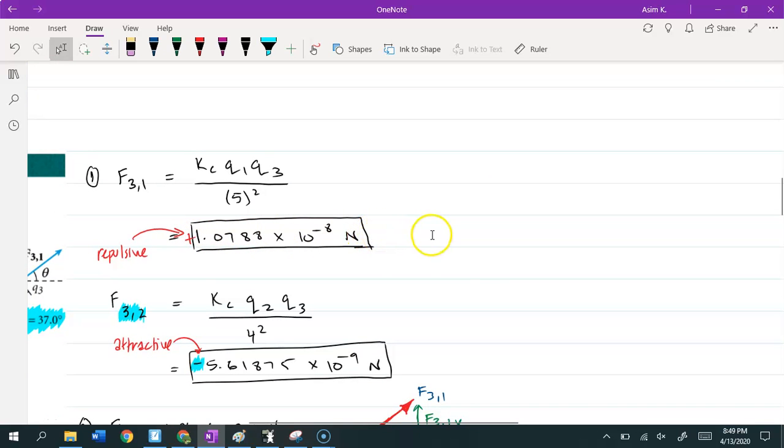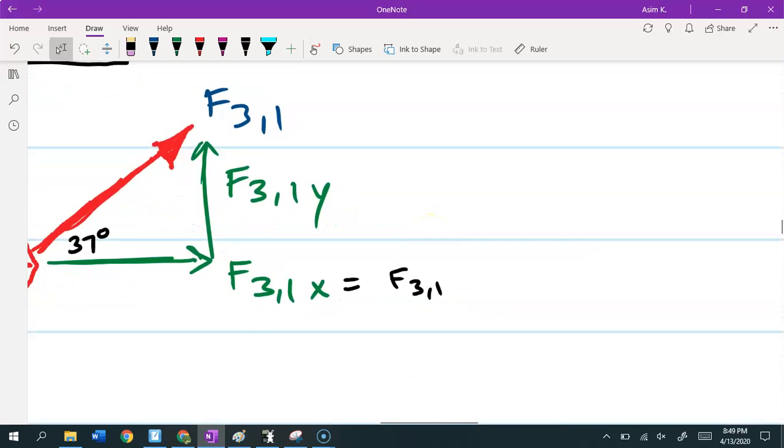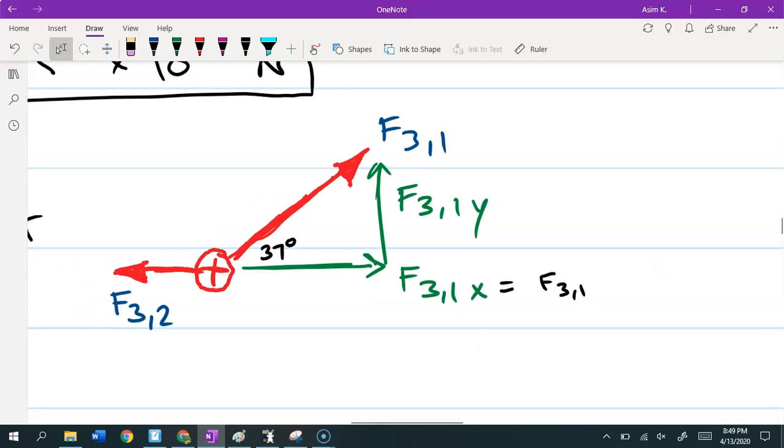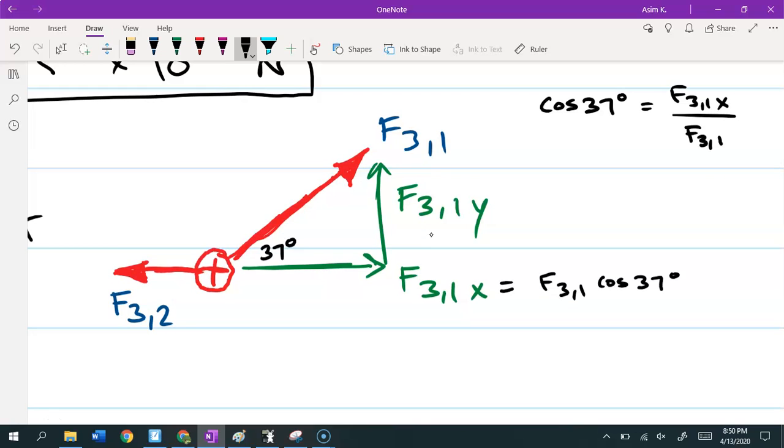We calculated F sub 3,1. But what we'll do more than that now with it is multiply it by the cosine of 37 degrees. If you're wondering why we are using the cosine of 37 degrees, remember, the cosine of 37 degrees in this situation would be adjacent over hypotenuse, and adjacent over hypotenuse would be F31x over the hypotenuse, which is F31. In that case, to solve for F31x, you simply need to multiply F31 times the cosine of 37 degrees.